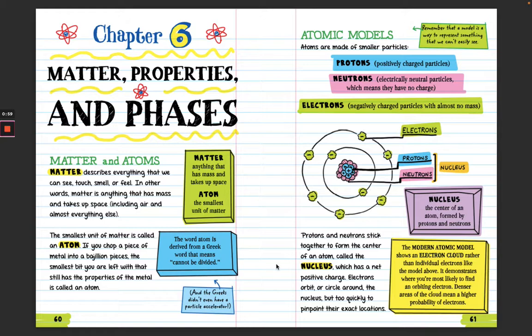Protons and neutrons stick together to form the center of an atom called the nucleus, which has a net positive charge. Electrons orbit or circle around the nucleus, but too quickly to pinpoint their exact locations. The modern atomic model shows an electron cloud rather than individual electrons like the model above. It demonstrates where you're most likely to find an orbiting electron. Denser areas of the cloud mean a higher probability of electrons.